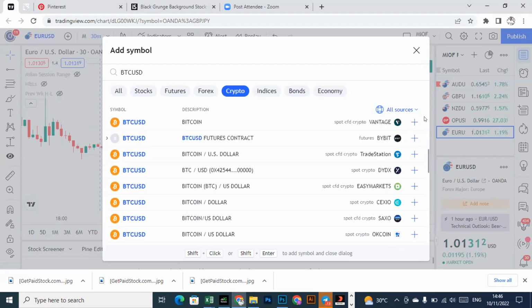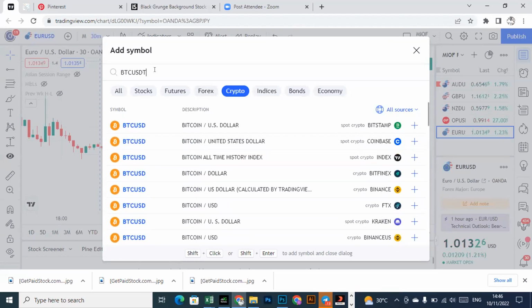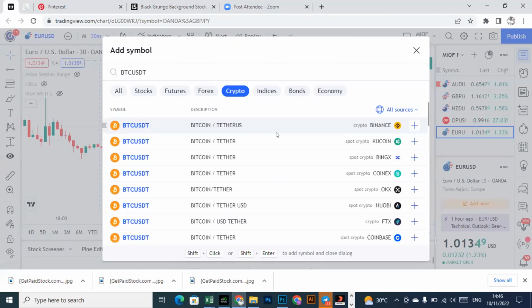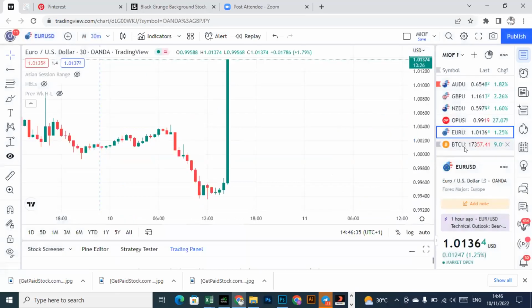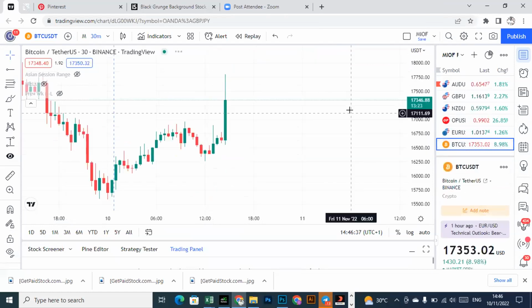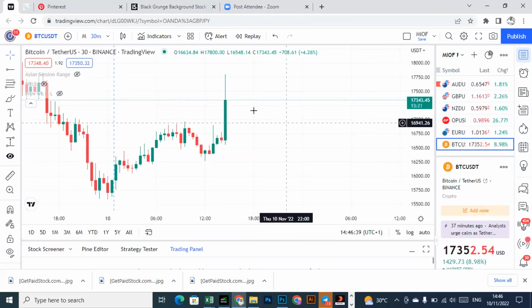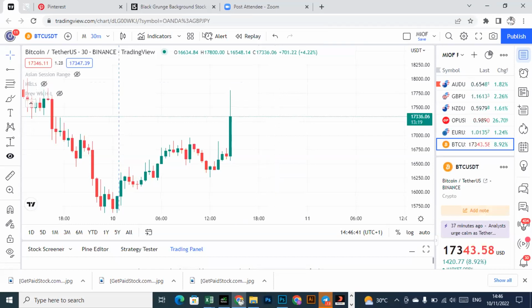Put T at the end. Yeah, so it will bring out Binance. Yeah, that's it, the first one. Okay, yeah, it went up. It went up. Let's see how it goes.